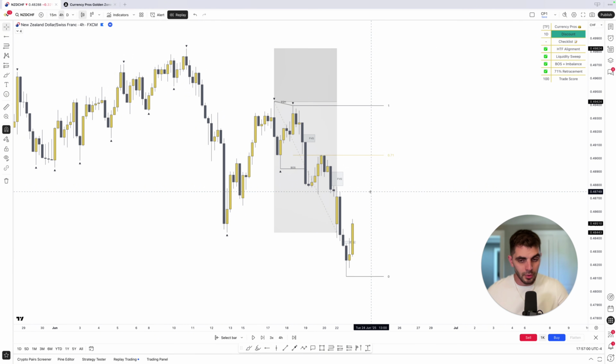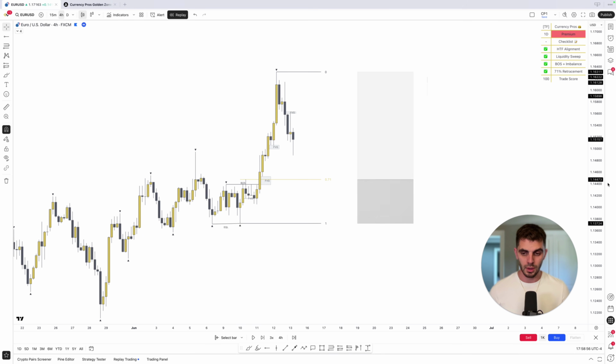Let me show you one more example of a higher time frame trade using this strategy and indicator, and then we'll get into some lower time frame trading. All right, here we have another example of the strategy. This one is on Euro USD on the 4-hour time frame.